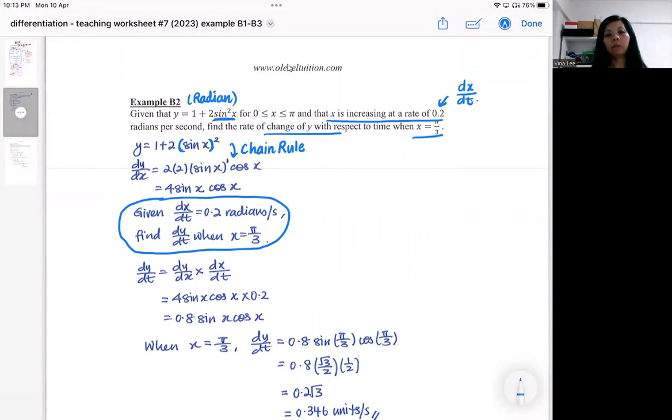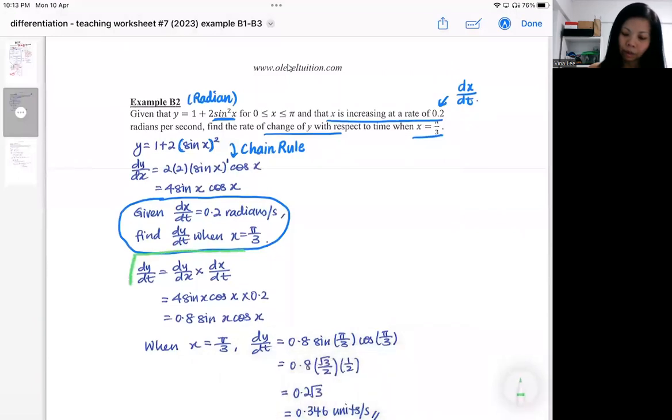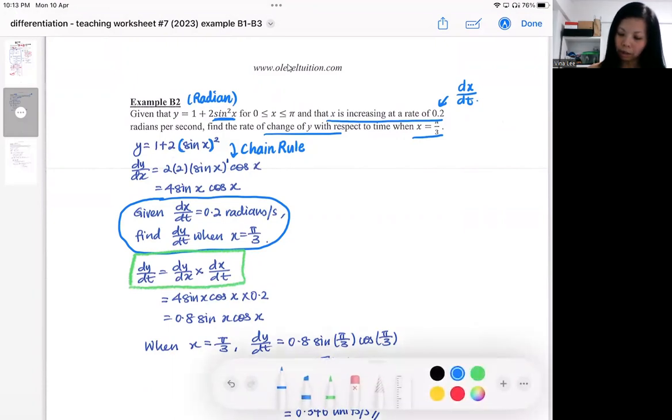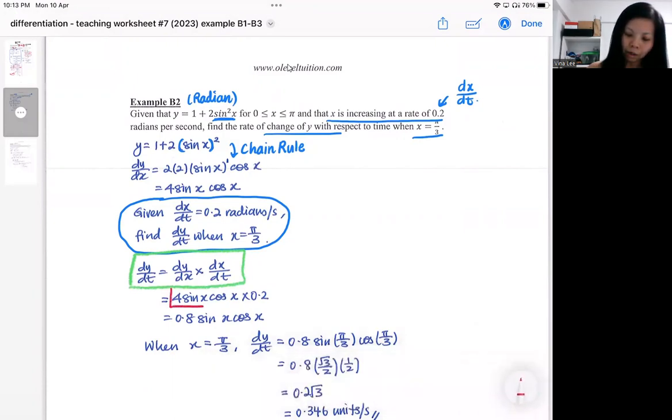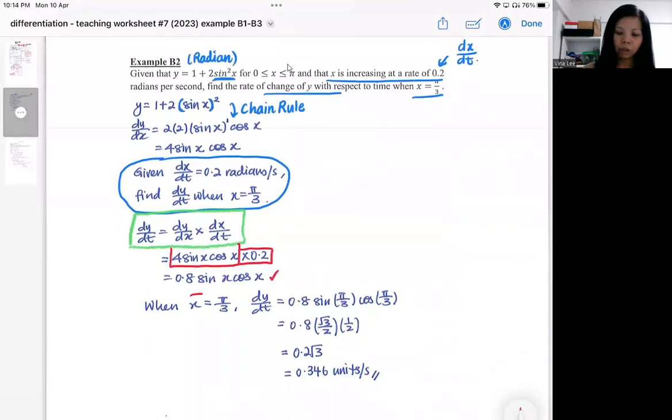So I just need to do a chain rule to obtain my dy/dx. Then I go back to my generic formula. So my generic formula, I've gotten my dy/dx already, and then my dx/dt. Then I multiply them. Then I just need to punch in my x equal to pi over 3.